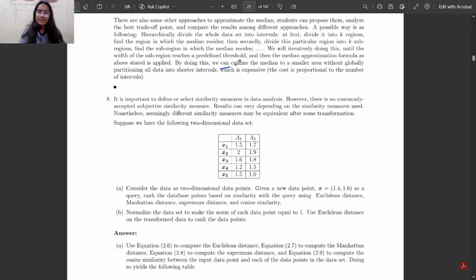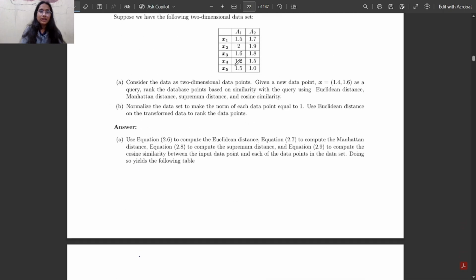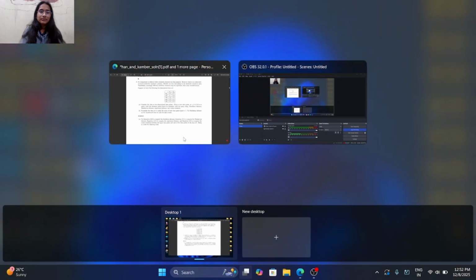Like we can confine the median to the smaller areas, but globally partitioning all data into shorter intervals is expensive. The cost is proportional to the number of intervals. So here the question is completed. Now moving ahead with the last question of this section.